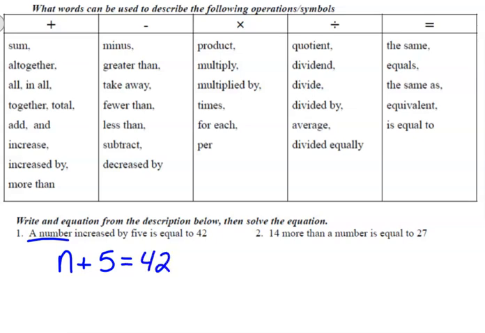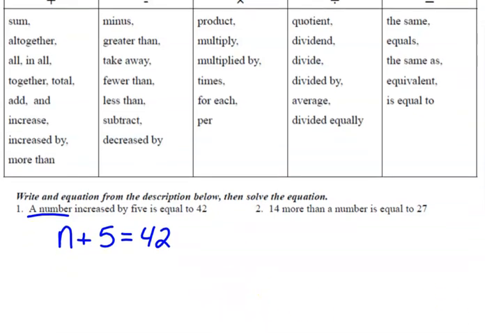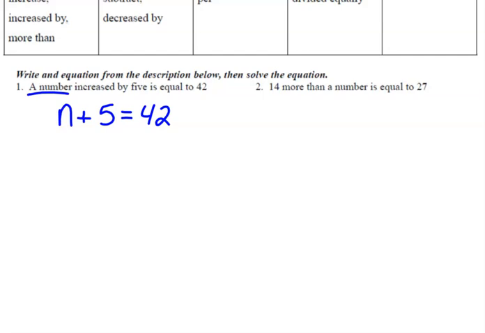42. And so once I have my equation, then the idea is I want to take that equation and solve it using the same opposite operations that we have been doing the entire time. So if I have n plus 5 equal to 42, the opposite of a plus 5 is a minus 5. And so n, my 5s are gone, is going to equal 42 minus 5 gives me 37. So we write the equation first, but then we are going to continue and solve it.